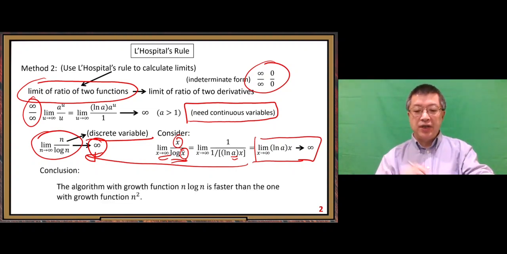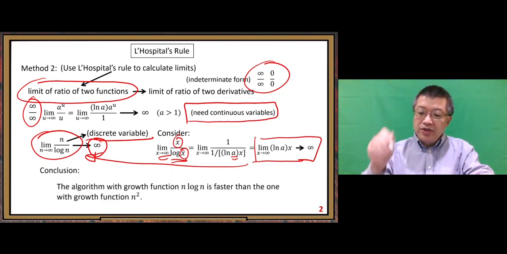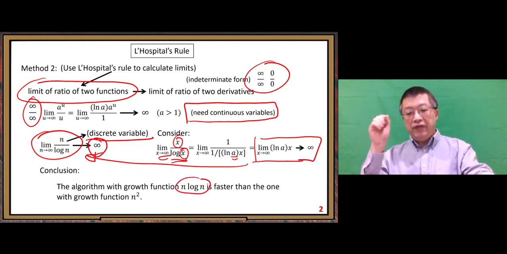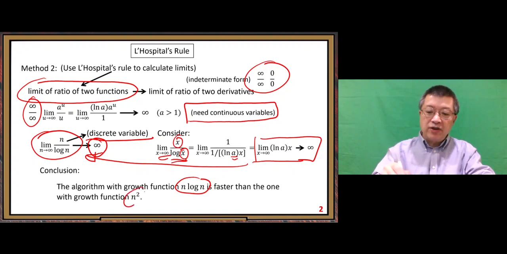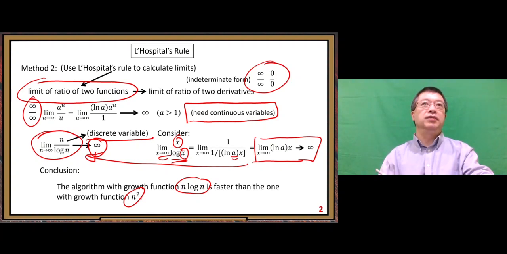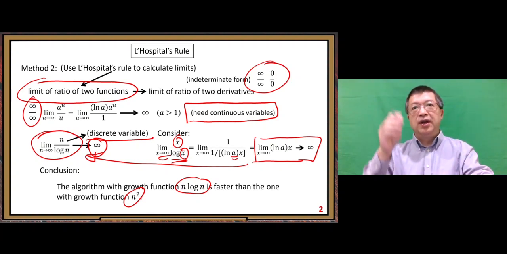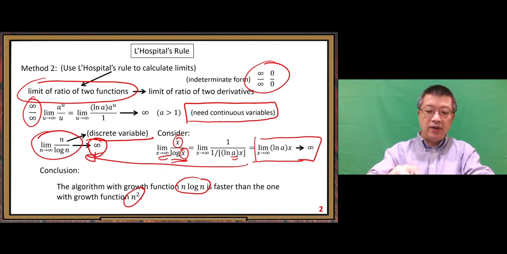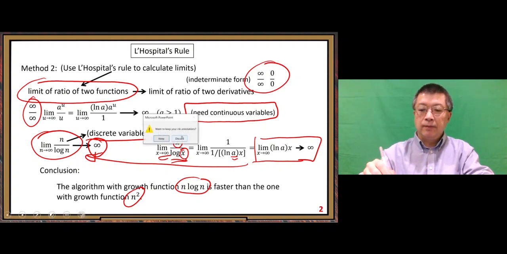Our conclusion is that the algorithm with the growth function n log n is faster than the one with growth function n squared. So that's our final result. So we complete this last video of today.